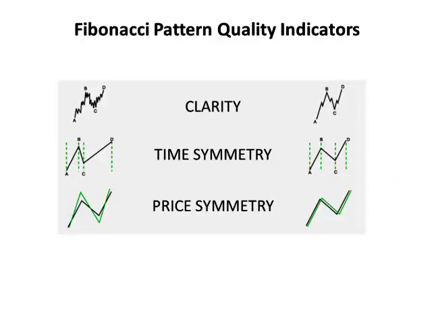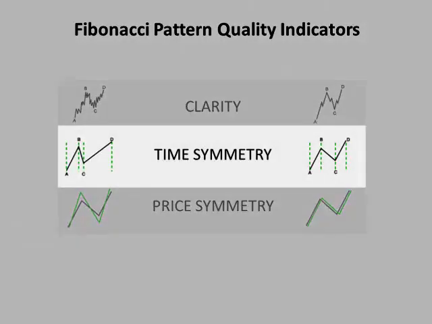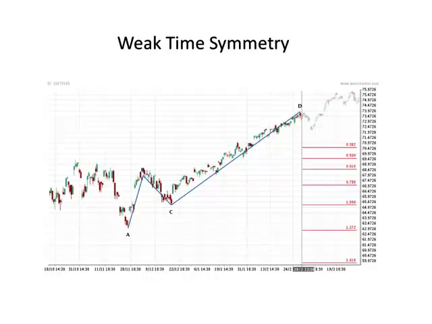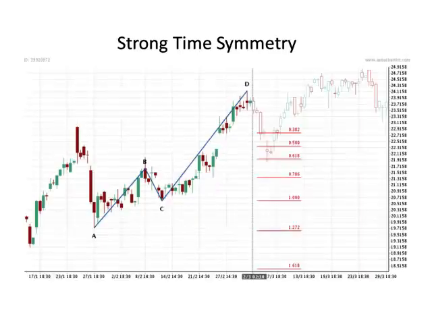Let's take a look now at time symmetry. When we look for Fibonacci ratios, we actually only pay attention to differences in price. This could mean that we have Fibonacci patterns that look rather awkward, especially if they were unexpected spikes or long, slow price movements. But if we were to look for the same Fibonacci ratios on the time axis, then the proportions of the patterns would be much more natural.